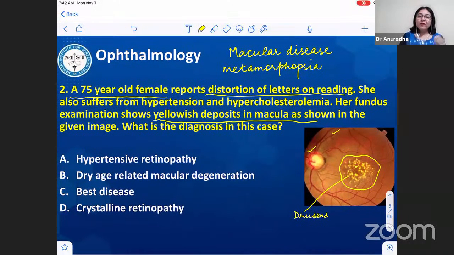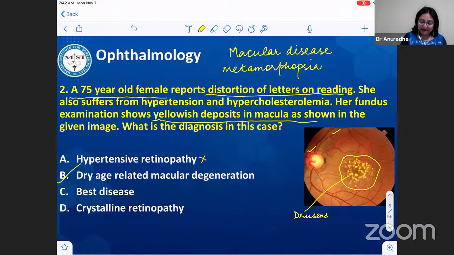So let's go through the choices quickly once. The choices they gave you were hypertensive retinopathy. You don't see any hemorrhages or any changes in the vessels, so hypertensive retinopathy is ruled out. Dry age-related macular degeneration is the right answer here because it's a macular disease. You are seeing the drusen here. Hypertension and hypercholesterolemia are among the risk factors for dry AMD.